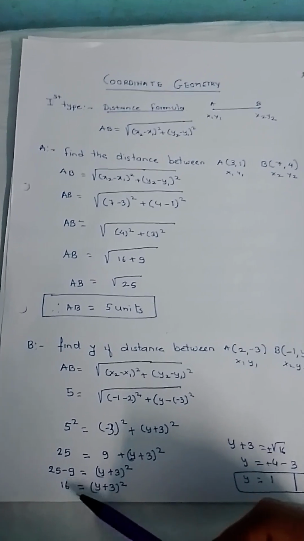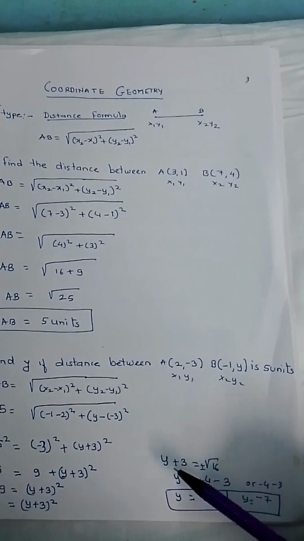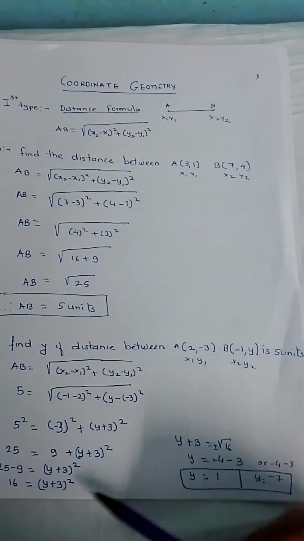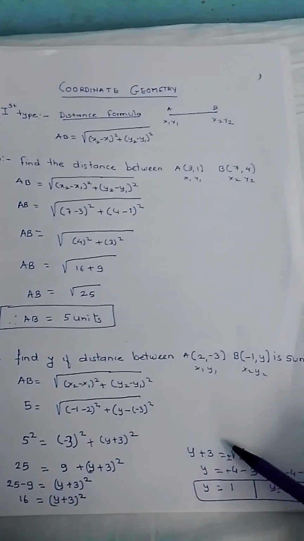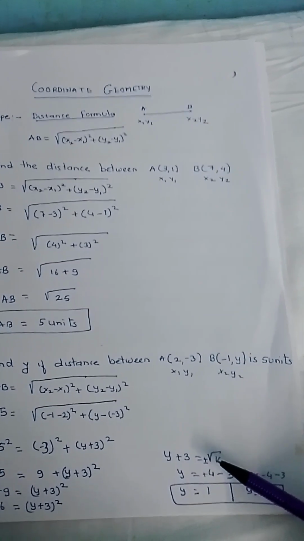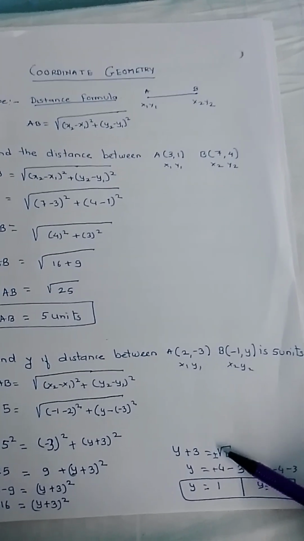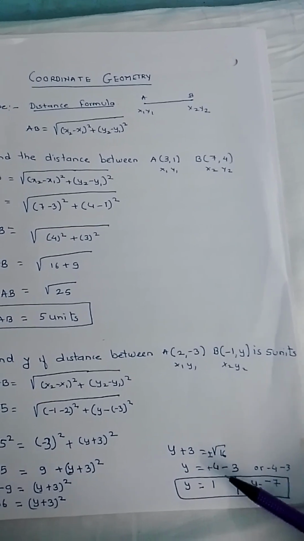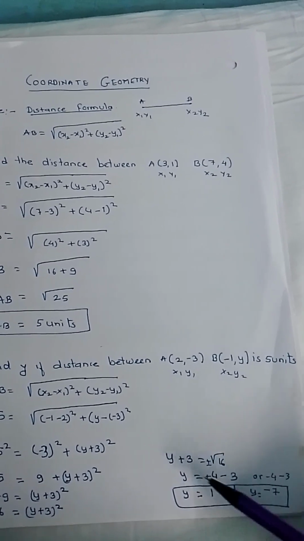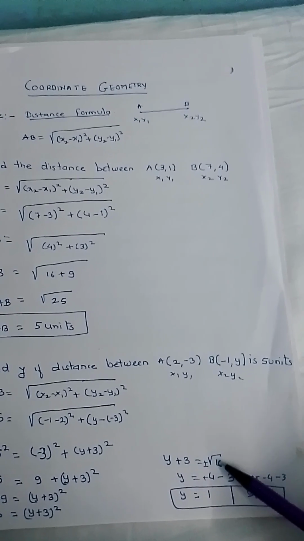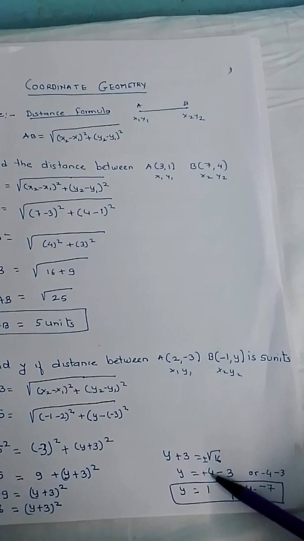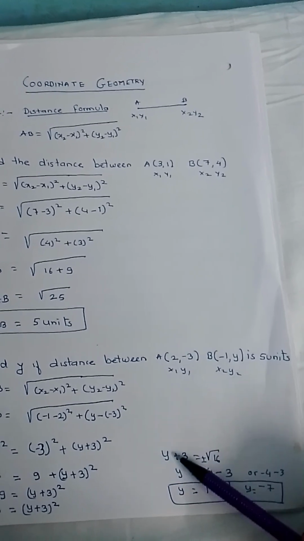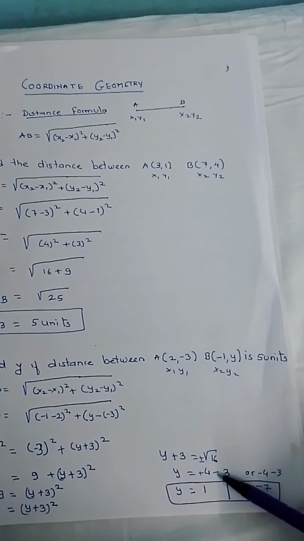it becomes 16. So y plus 3 is plus or minus root of 16. Why? Because this is square, this side will go to the other side of the equal to sign and it will become root, which is plus or minus. We have to take the values in two different forms, either plus or minus. So y is equal to square root of 16 is 4 minus 3.